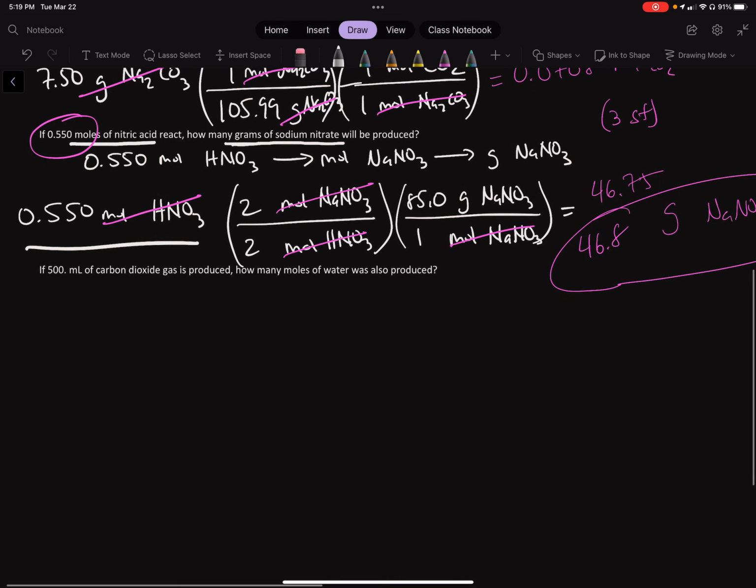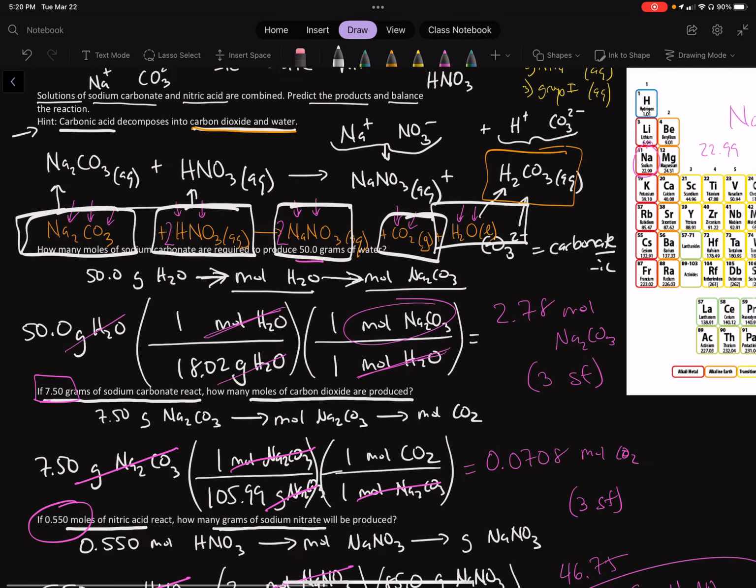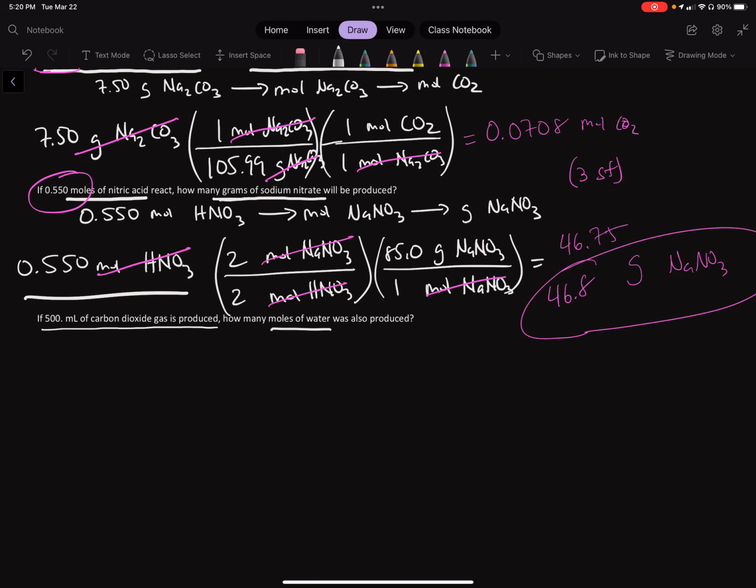Okay, last one for this set. So it says if 500 milliliters of carbon dioxide gas is produced, how many moles of water was also produced? So this one's going to be just a little bit different because we're starting with the volume of a gas, and the conversion that we're allowed to use, it didn't say it here, but you can only use this conversion when it's at standard temperature and pressure. So we'll make that assumption here.